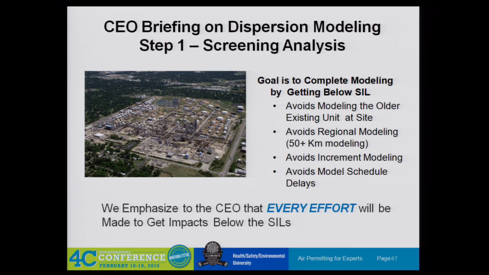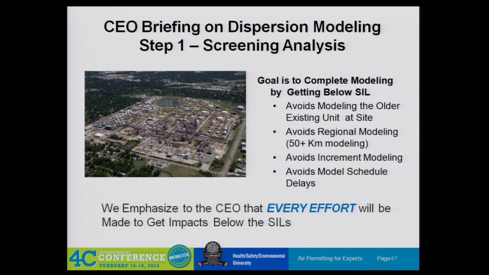We explain all this to our Japanese CEO and just re-emphasize to him that the goal in all this is to get under the SILs. If we do so, we're going to avoid modeling all the other existing site sources and this regional modeling. We're going to avoid the increment modeling and the NAAQS modeling, and also a great deal of the modeling schedule delays. So we're going to make every effort to get under these SILs with our project.